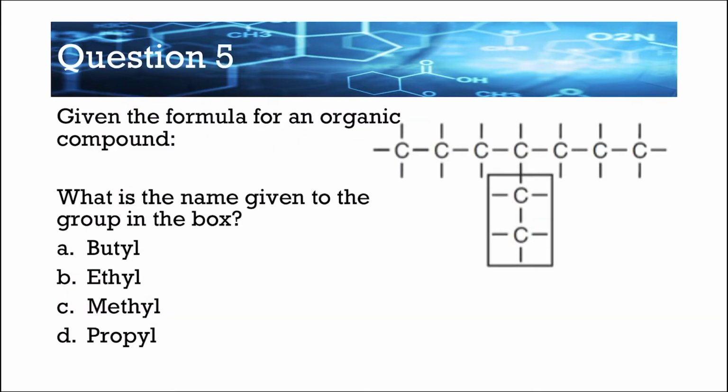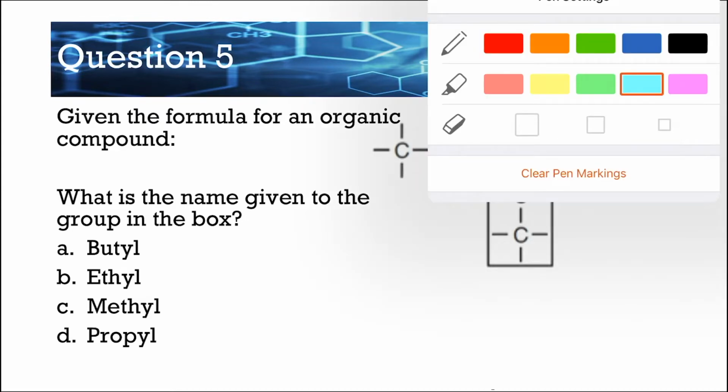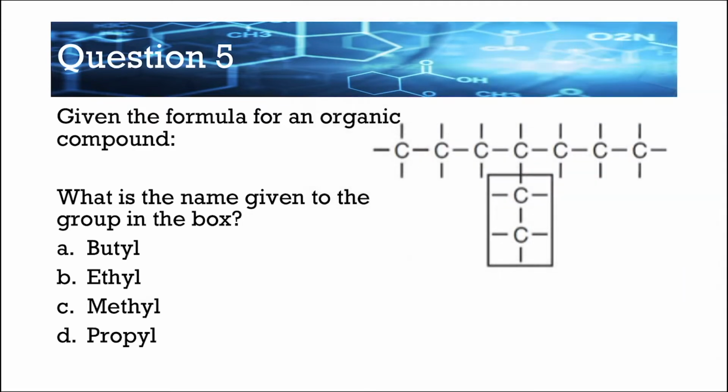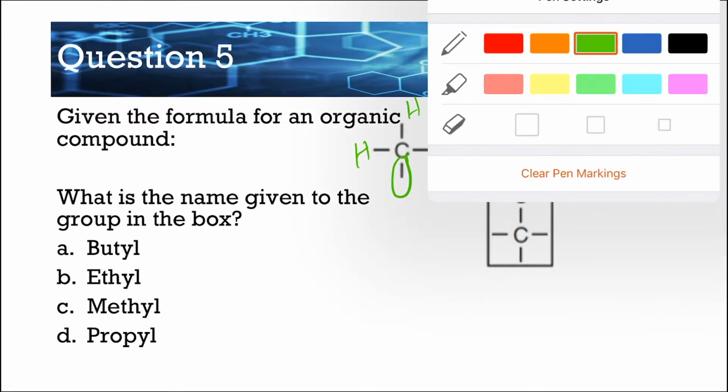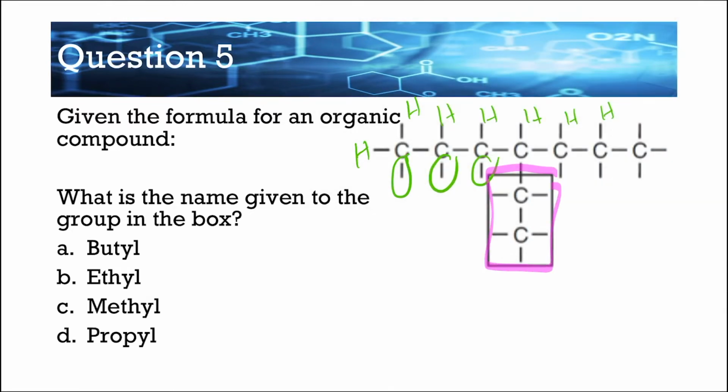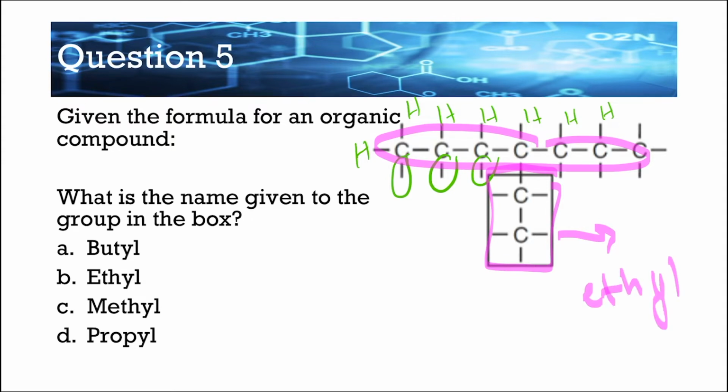Number 5 says, what is the name given to the part in the box? Like we said, I think in the first lesson, each of these lines represents that there are H's attached to them. They didn't write all the H's. That's fine, as long as you do have that line so you know something's coming off of it. So when we're looking at this box, we have 2 carbons. We know it's a branch because it's not part of the longest chain. And 2 carbons is eth. And when it's a branch, you have the YL ending, making it answer choice B.